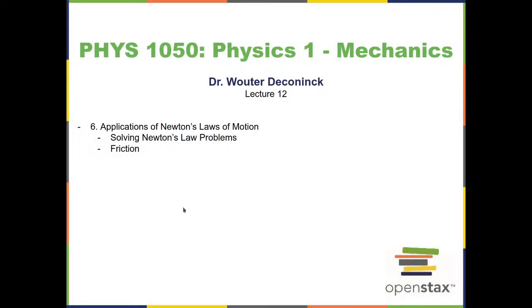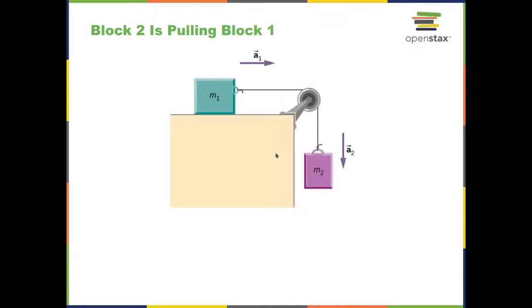So what we're going to do today is essentially chapter 6. We started already on that last time, but we're going to continue through just general solving of problems with Newton's laws, and then we're going to talk about friction and start solving some problems with friction. So just as a reminder, what we did last time, we were working on this problem, right?